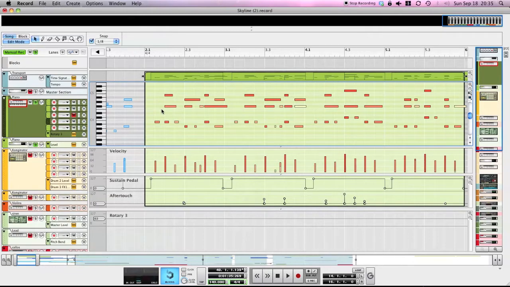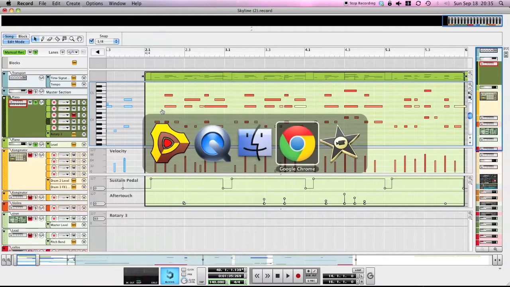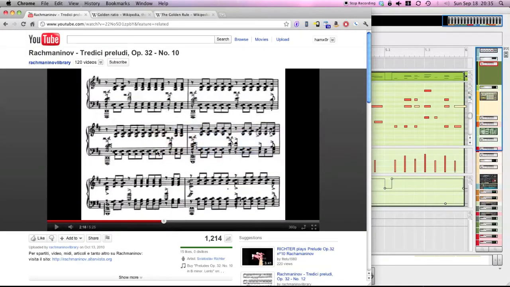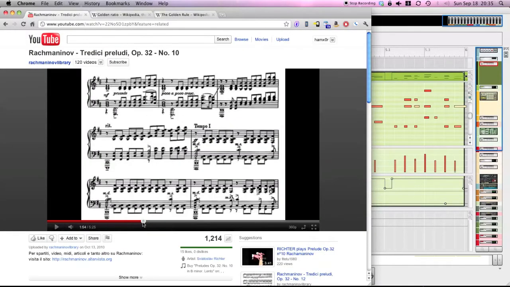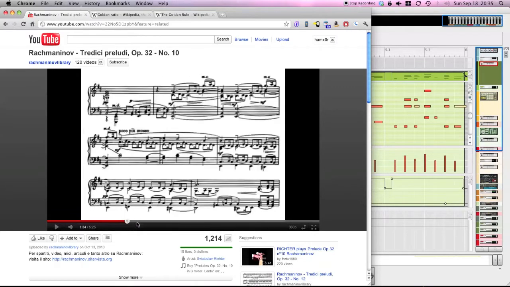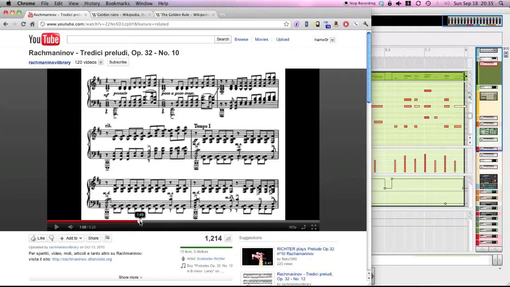It kind of keeps things a little bit ethereal. It also allows you to resolve it in sort of a different way. Where I kind of got this idea from was actually this prelude by Rachmaninoff. So you can just Google this or whatever, find it on YouTube. There's this part right around 2 minutes into the song here, where he's building up into this tempo 1 section.